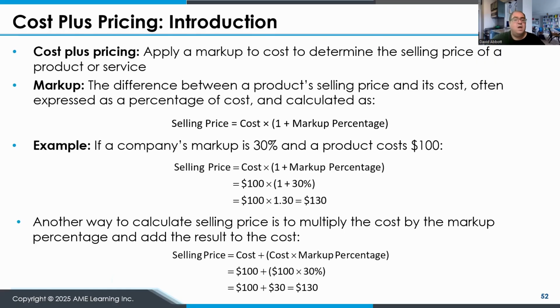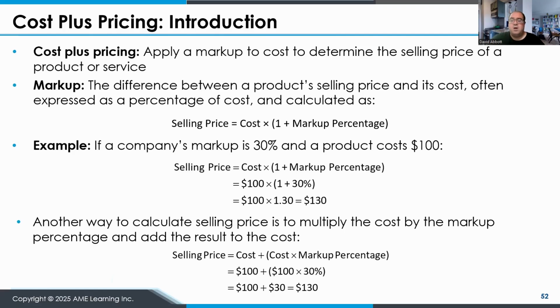often expressed as a percentage of cost and calculated as the cost multiplied by 1 plus the markup percentage. We do that 1 plus the markup percentage in order to add that percentage to what the cost is. Because otherwise, you're just figuring out how much that markup is going to be, and you'd have to add the cost back to it. So doing it that way, it comes out right.